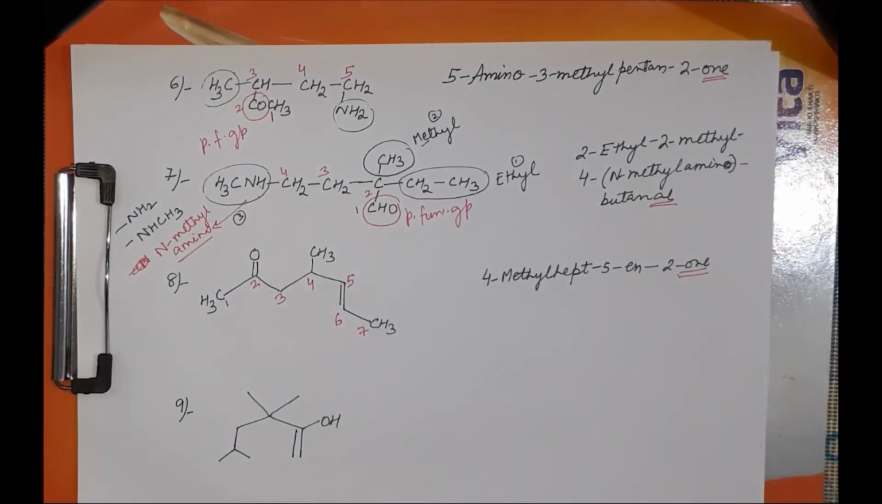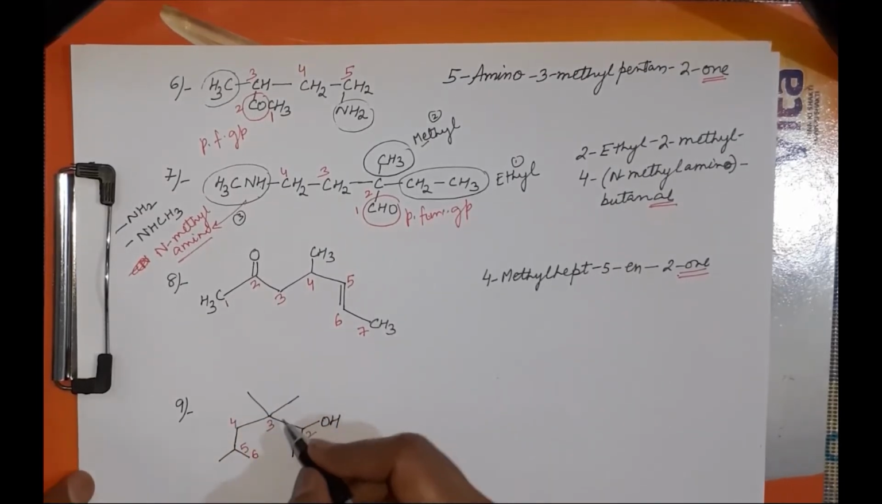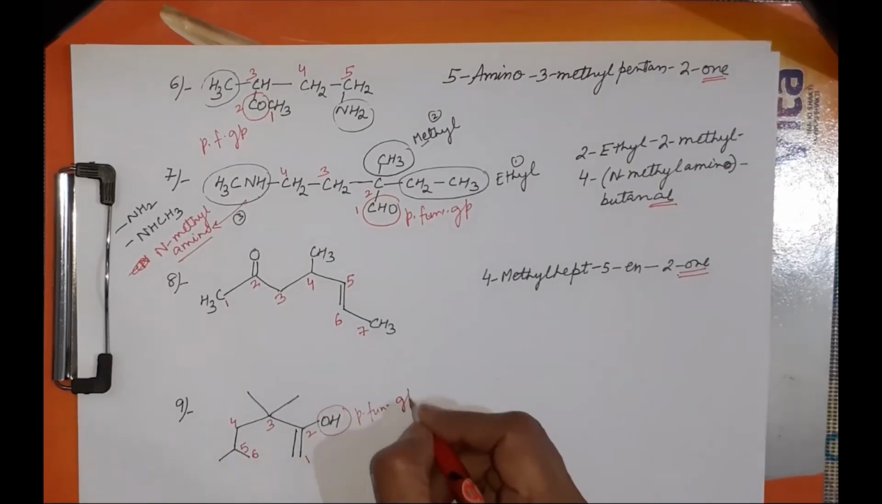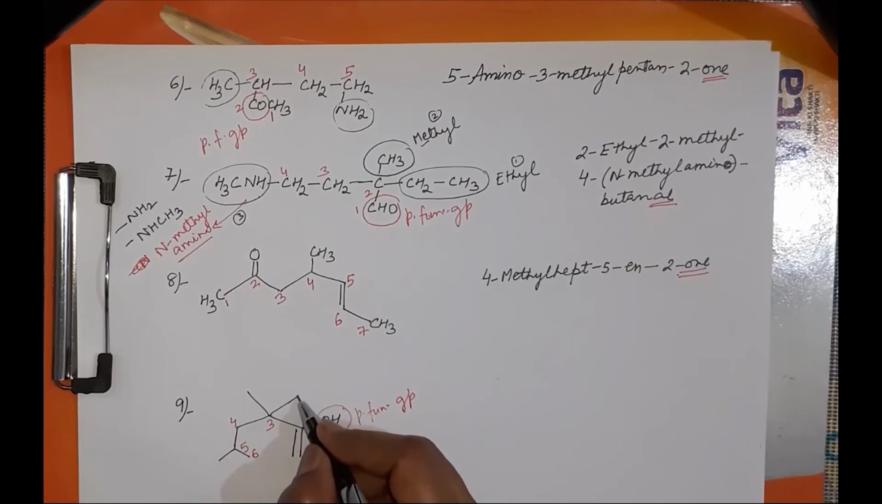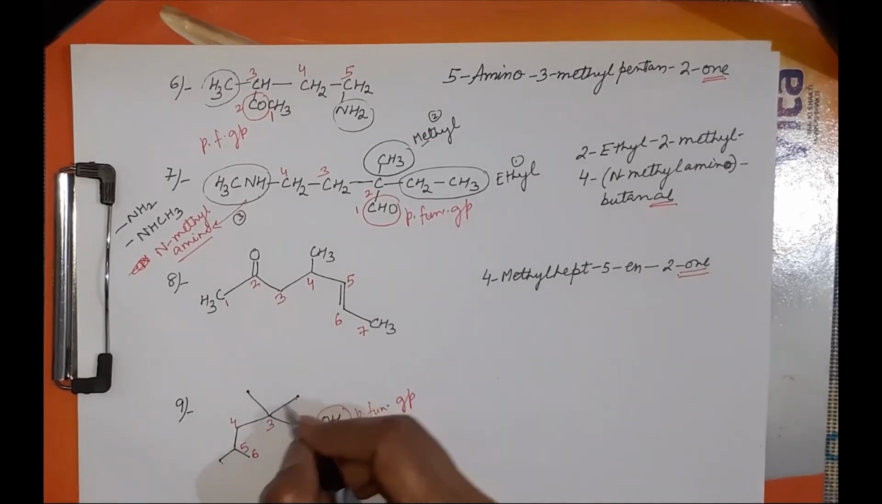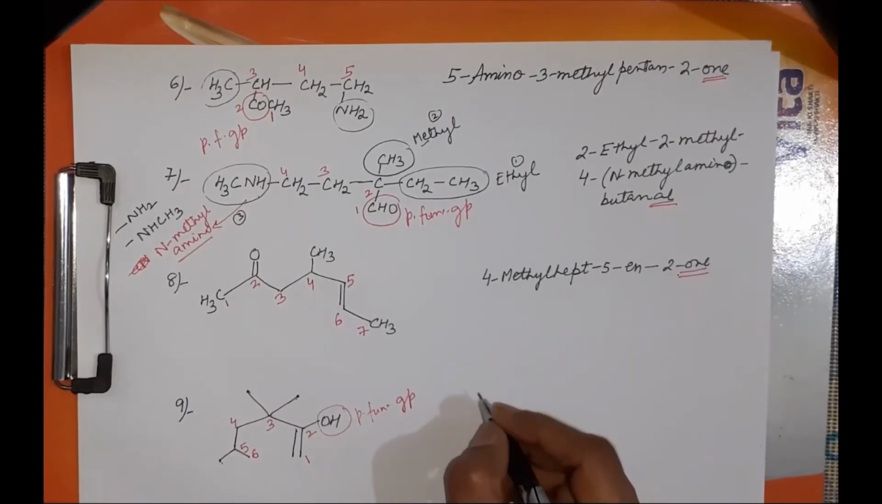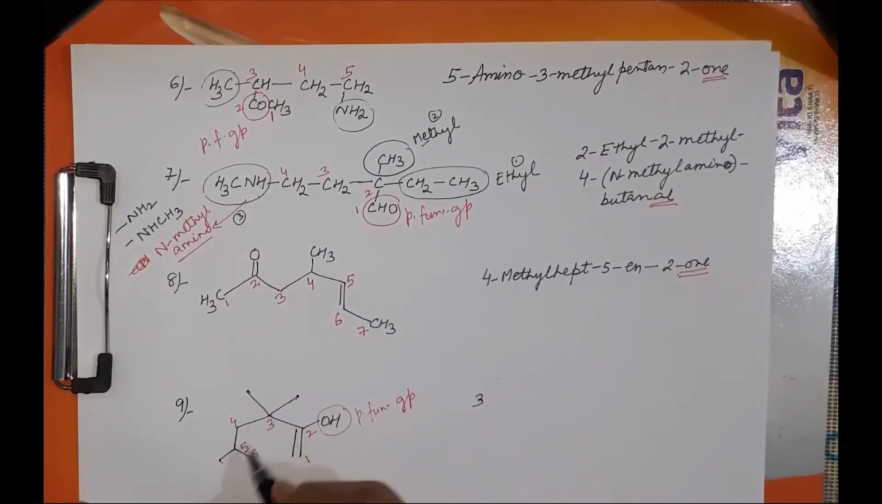So now in this case, first let us do the numbering. Numbering we will do like this: 1, 2, 3, 4, 5, 6. Here we can see OH is the principal functional group, and here this is the terminal carbon, terminal carbon, terminal carbon. So these will be the methyl groups. It means all are the methyl groups. So while writing the name, we will write 3,3,3,5.